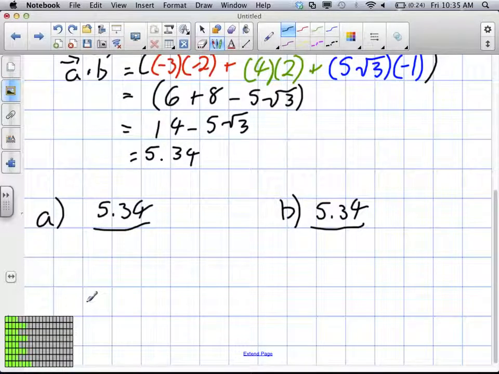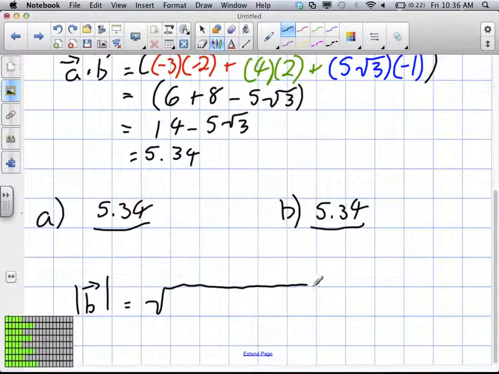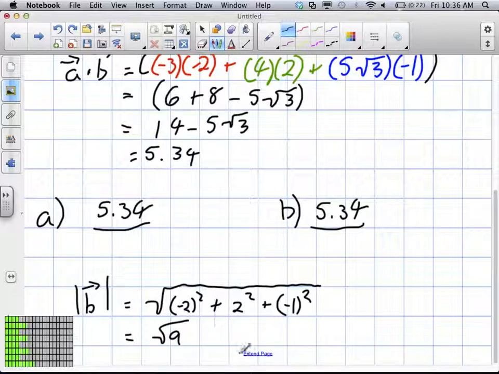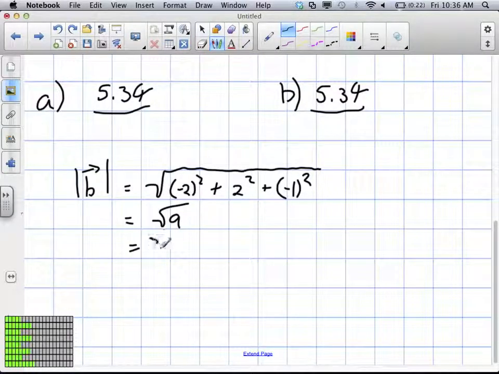Okay. So absolute value of vector B to start is the magnitude of B. And what is B again? -2. So B is -2 squared plus 2 squared plus -1 squared. Now squaring is going to make everything positive. So we're going to have 4 plus 4 plus 1, root 9, is equal to 3. So in our first case, 5.34 divided by 3 gives us 1.78.